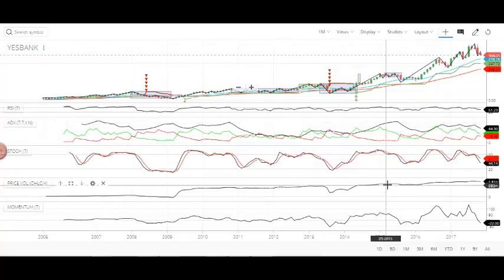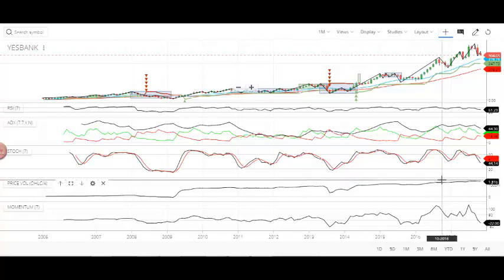If you look at the volumes, the volumes are increasing, and you can clearly see that. People are accumulating the stock while it is going down. So that indicates belief. So why are they accumulating? They have the belief that the stock will move up again. So that is the reason why they are accumulating, right?